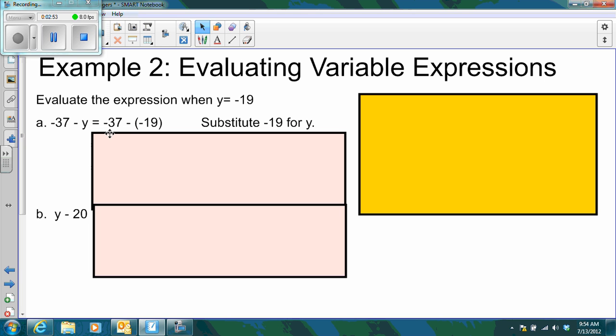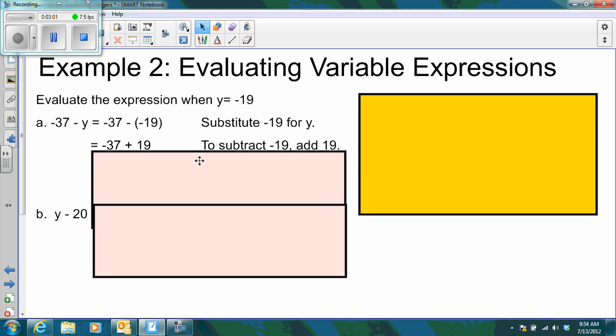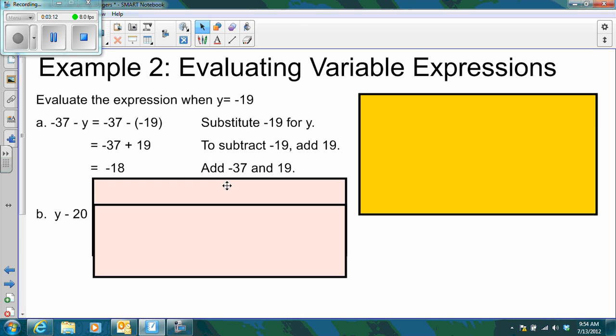So we have negative 37 minus negative 19, but now we want to change it to an addition problem, so it's no longer subtraction. So we have negative 37 plus negative 19's opposite, which is positive 19. And now we're able to complete this problem by adding. We can add negative 37 and 19 to get negative 18.